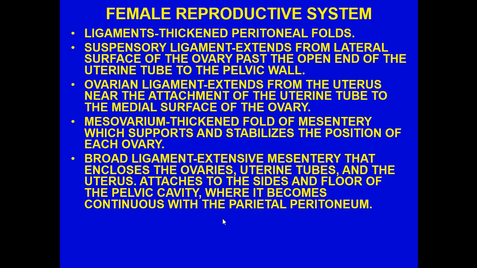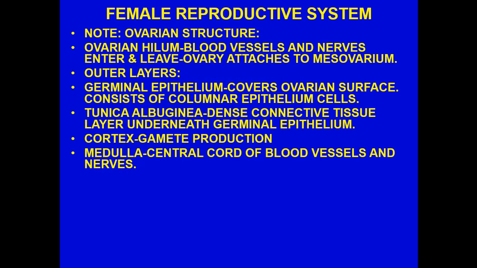We have the ovarian ligament, which extends from the uterus near the attachment to the uterine tube to the medial surface of the ovary. The mesovarium is a thickened fold of mesentery, which supports and stabilizes the position of each ovary. And then we have the broad ligament. The broad ligament is very much almost like a sheet. It's extensive mesentery that encloses the ovary, the uterine tubes, and the uterus. It attaches to the sides and the floor of the pelvic cavity, where it becomes continuous with the parietal peritoneum.